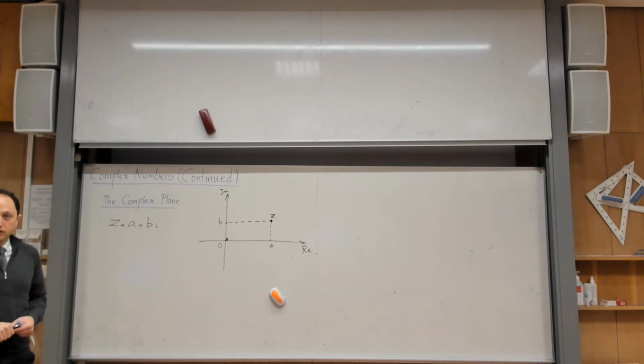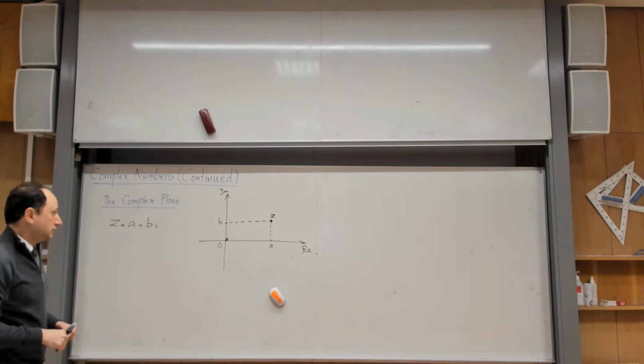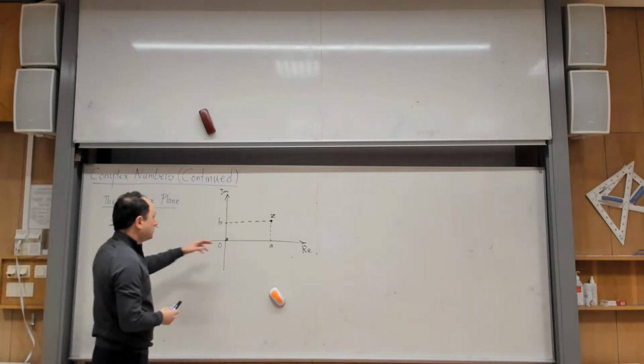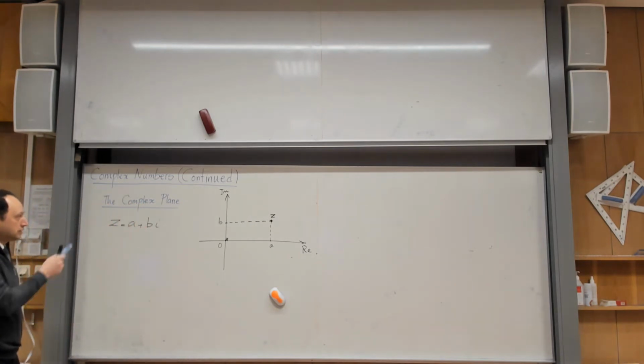Instead of having the y-coordinate, you have the imaginary part. So that is it. From now on, we can imagine a complex number as a point on the complex plane.